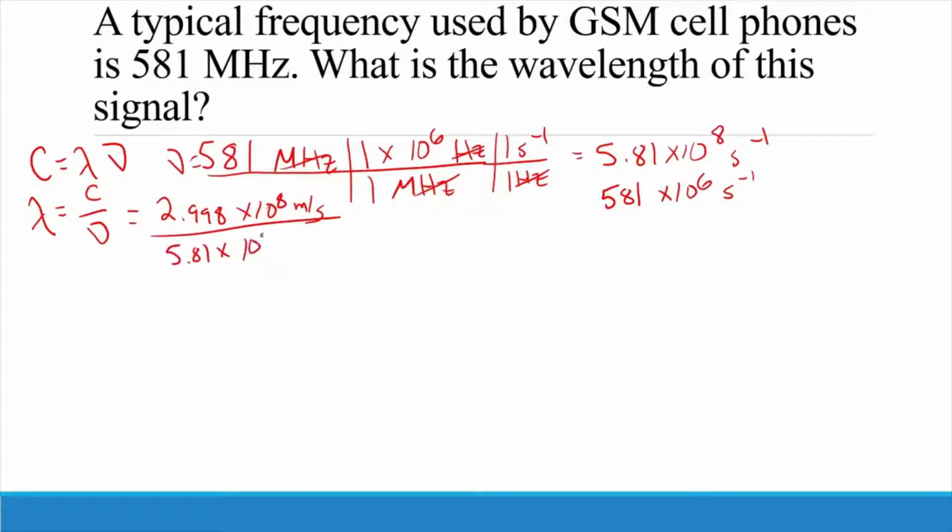So then lambda is equal to 2.998 times 10 to the 8th meters per second, divided by 5.81 times 10 to the 8th inverse seconds. Seconds cancel, we're left with meters. So this gives us... but if you look at the answer, to type it in on ChemVantage, it wants your answer in meters, just kidding, ignore that last part. So then lambda is equal to 0.516 meters.